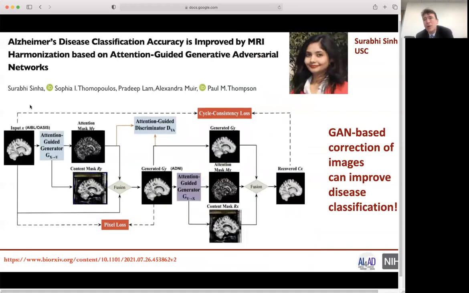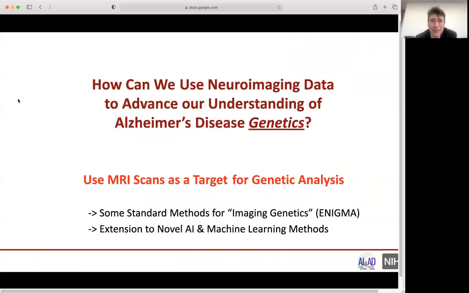Now, does this work? And it does. So this work by Surbhi Sinha, working with our lab at USC, she applied GAN-based correction of MRI scans and showed that doing this, in this case using a CycleGAN approach, can greatly improve disease classification. So instead of applying them straight out of the box to scans from a new scanner, she applies this generative adversarial network to correct the scan. And then the performance, in this case of classifying whether someone has Alzheimer's disease, goes up by about 7 or 8 percentage points in terms of balanced accuracy. So these have been very powerful and useful in MRI research.